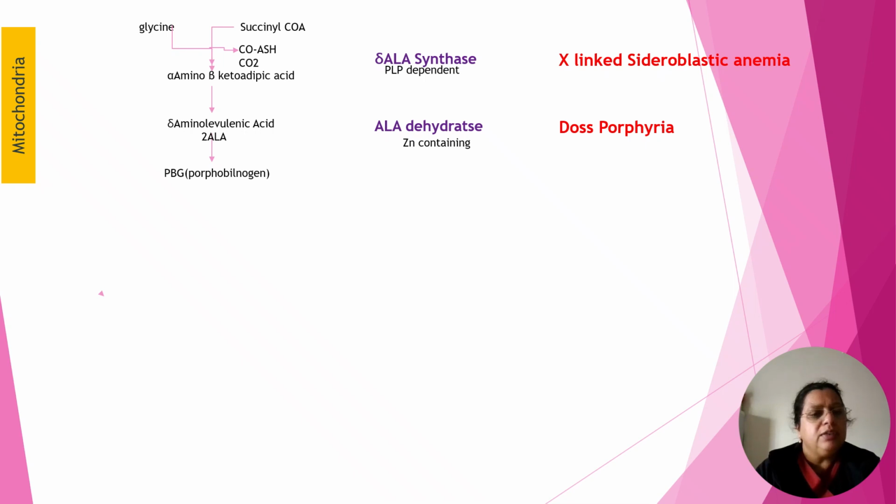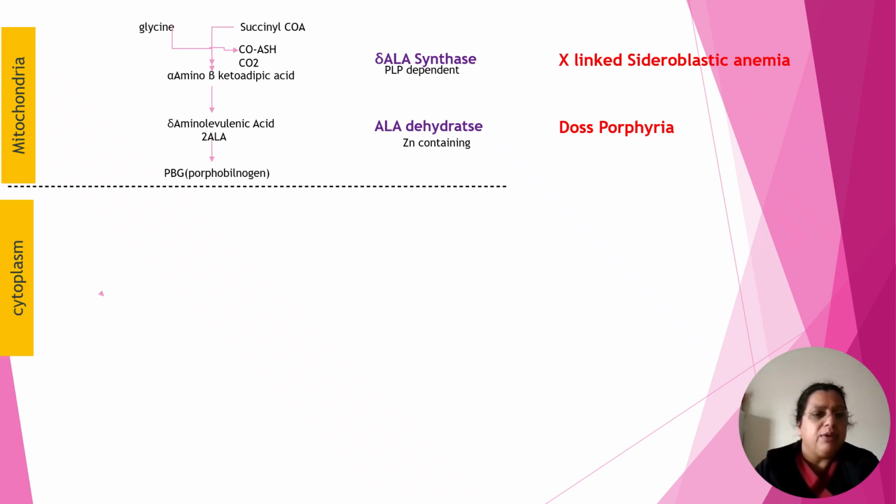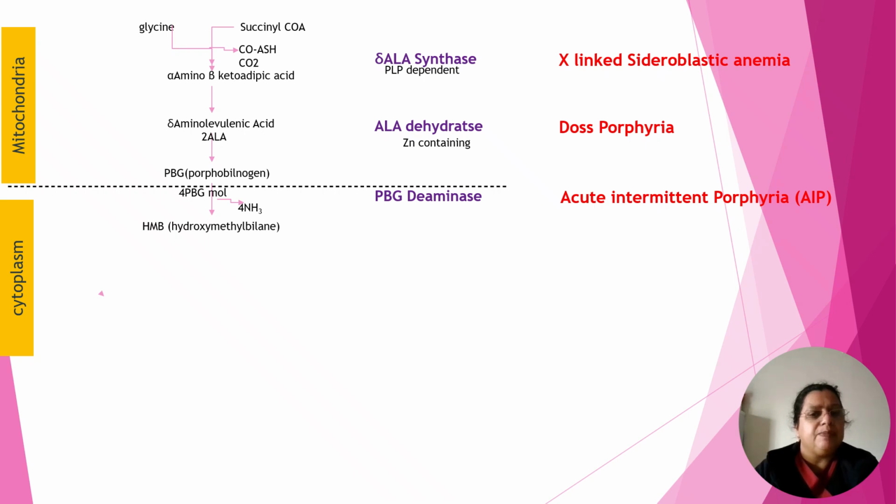Step 2. 2 molecules of delta ALA combine in presence of enzyme ALA dehydratase to form porphobilinogen. Deficiency of delta ALA dehydratase leads to ALA dehydratase deficiency porphyria. Now porphobilinogen leaves the mitochondria and goes into the cytoplasm, where it is further acted upon. 4 molecules of porphobilinogen combine to form the first linear tetrapyrrole, which is hydroxymethylbilane. The enzyme for this reaction is porphobilinogen deaminase, and 4 molecules of ammonia are eliminated. The deficiency of porphobilinogen deaminase leads to acute intermittent porphyria.